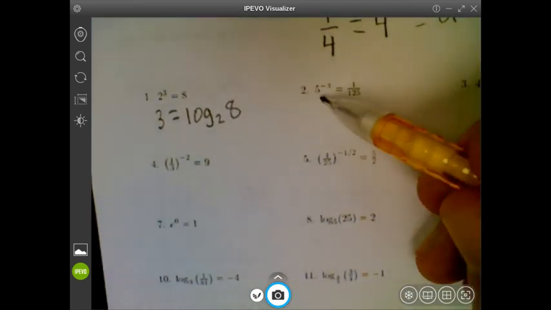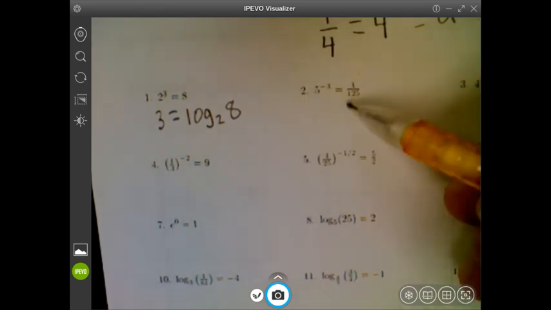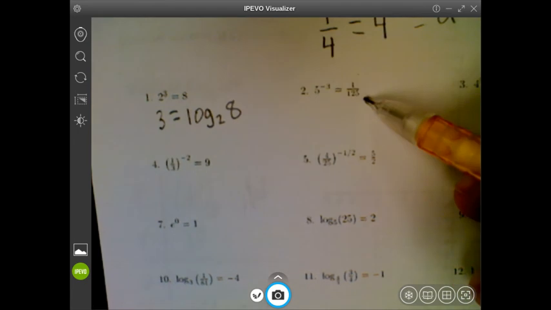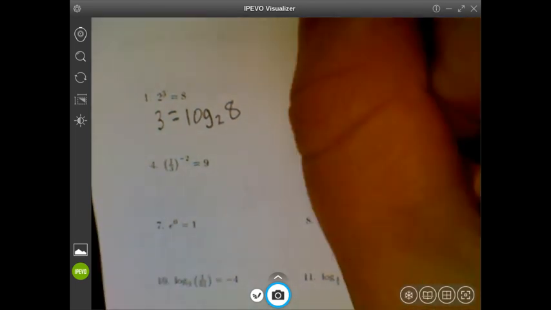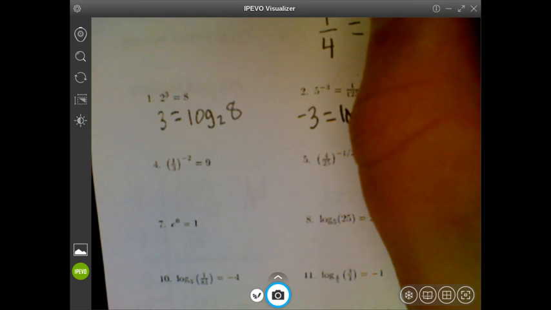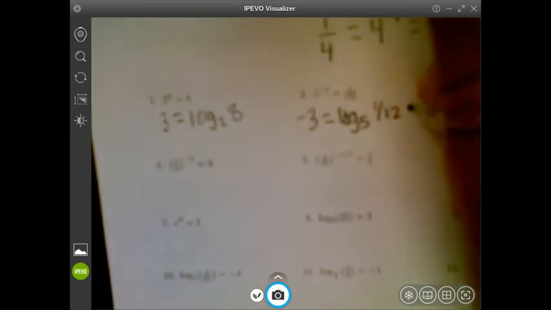Let's take a look at the next one. 5 to the negative third is 1 over 125. This is true because 5 cubed is 125, and because the exponent is negative, it goes at the bottom of a fraction. So in logarithmic form, we can say negative 3 equals log base 5 of 1 over 125.